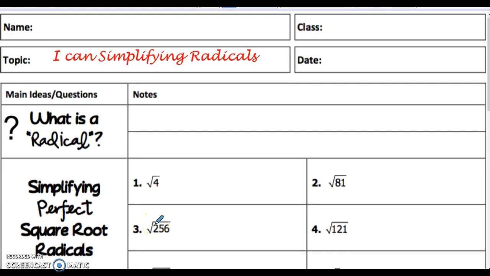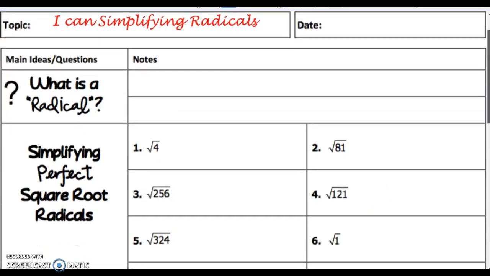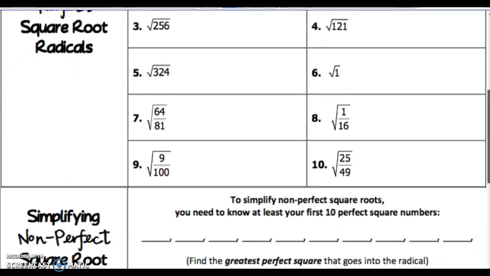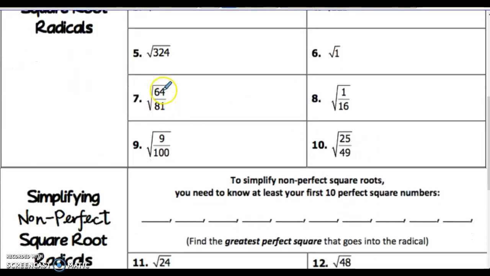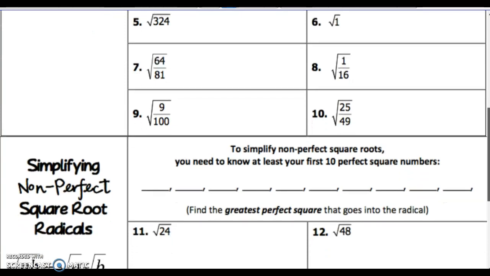256, that's a bigger one. I think that's 16 times 16. 121 is 11 times 11. So there's a pair of numbers that pull out of a square root. There's all sorts of interesting things that happen there. Like this one, if we have 64 over 81, I know that the square root of 64 is 8. The square root of 81 is 9, so I just get 8 over 9. So that's kind of where we're starting.